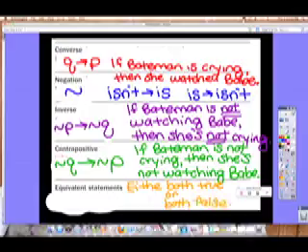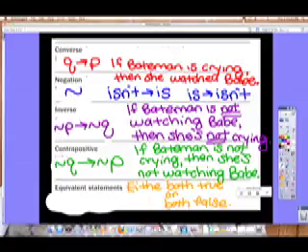So, stupid example, if Bateman watches Biggest Loser, then she cries. True statement. I don't know what it is about that show. Or, second one, if Bateman watches Babe, then she cries. Those are both true statements, so they would be equivalent. Okay. All right, let's go to the next page.